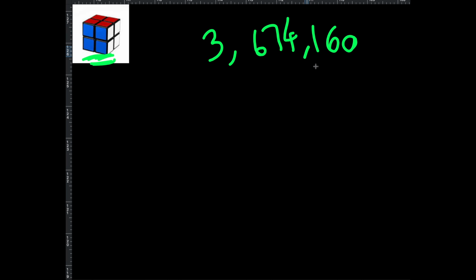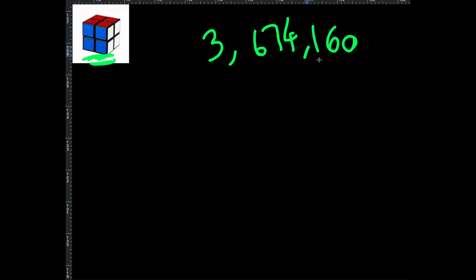So, let's start with the 2x2. The 2x2 Rubik's Cube, sometimes known as the Pocket Cube, has 3,674,160 combinations. This is a manageable number.